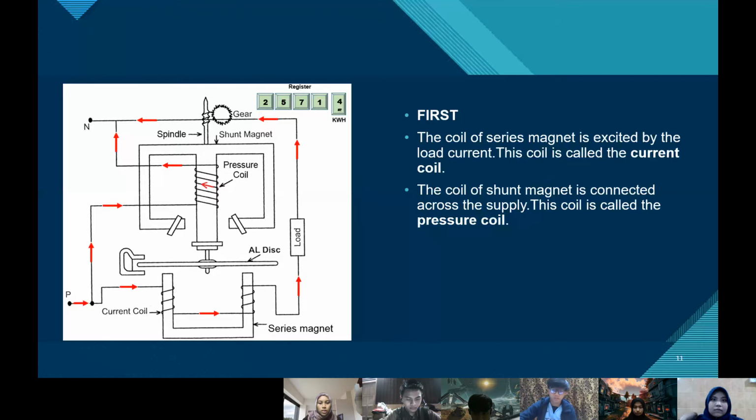First, the coil of the series magnet is excited by the load current. This coil is called the current coil. The coil of the shunt magnet is connected across the supply. This coil is called the pressure coil.